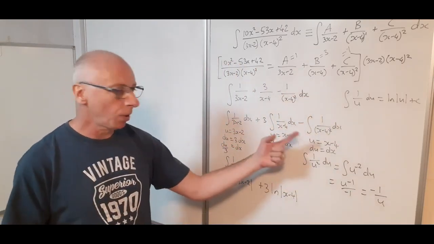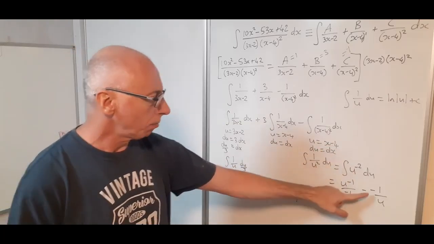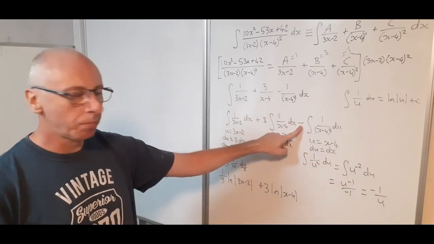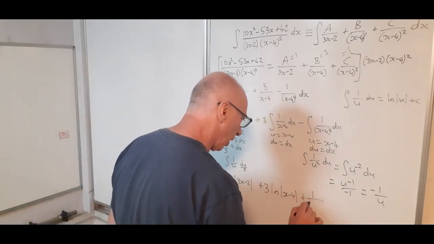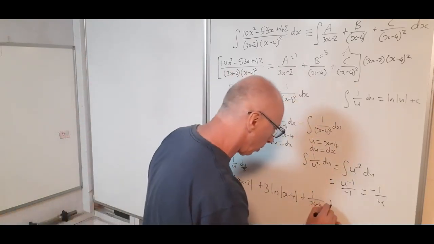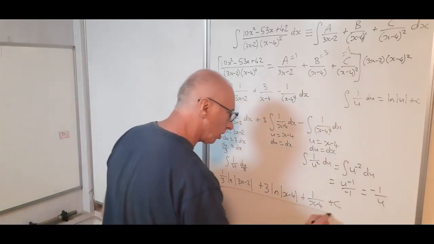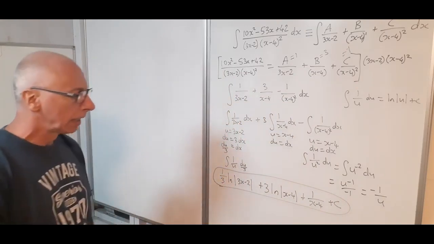Okay, so now let's put that in. And what is u? It's x minus 4. So minus 1 over x minus 4. And don't forget I've got another minus here, so two minuses make a plus. So plus 1 over x minus 4. And now the important plus c that we always try to remember. And that completes the integral with all the partial fractions taken care of. Okay.